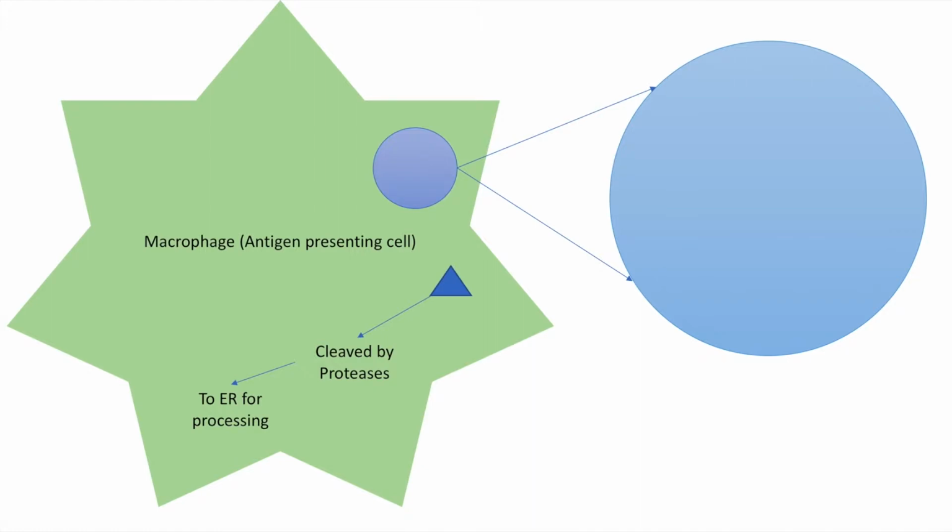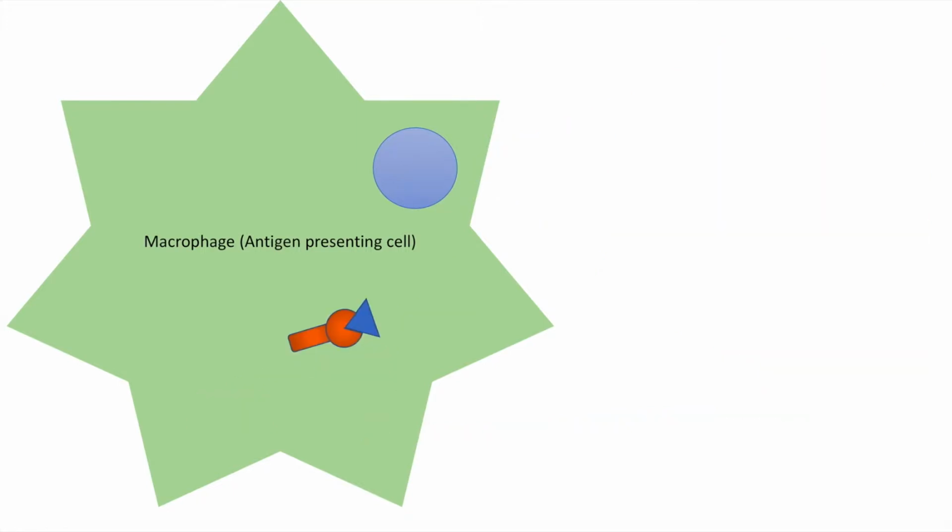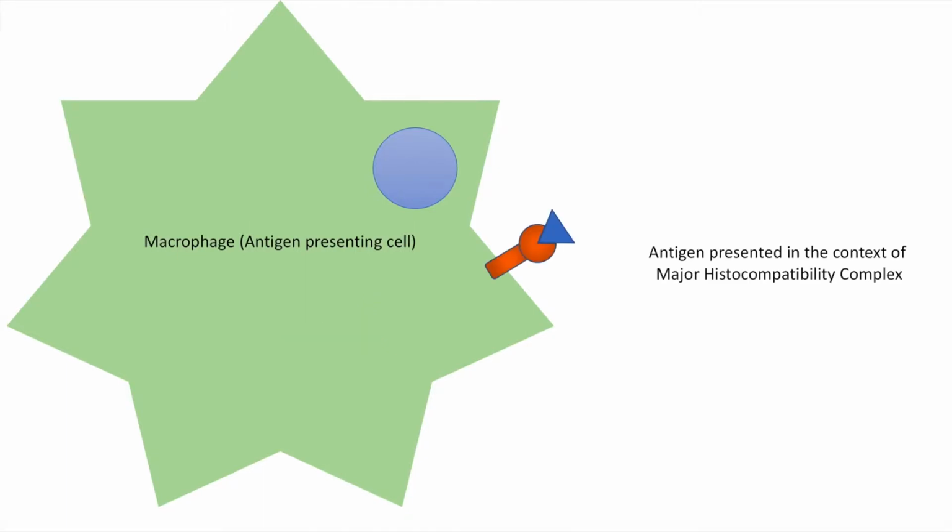For a moment, we'll move away from the antigen and focus on the nucleus of the macrophage. Inside the macrophage, on chromosome 6, there are genes which encode for diverse proteins. These form mRNA, which eventually transcribes a protein, which is shown with this red graphic. This red graphic now combines with our antigen and is now pushed to the surface of the antigen-presenting cell. This red graphic is the major histocompatibility complex for which Baruj Benacerraf won the Nobel Prize in the 1970s.